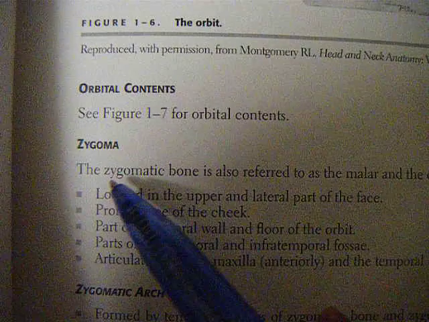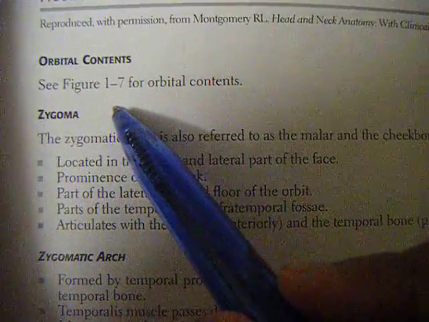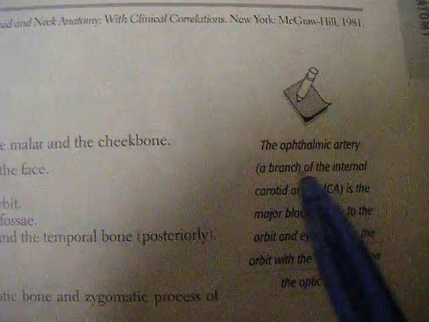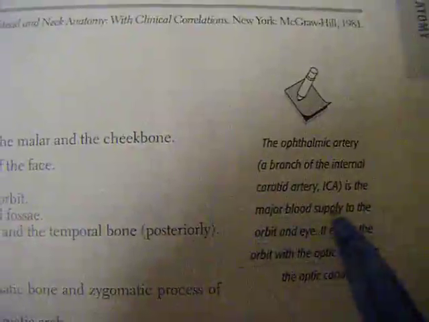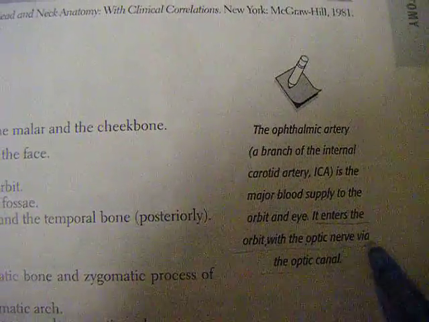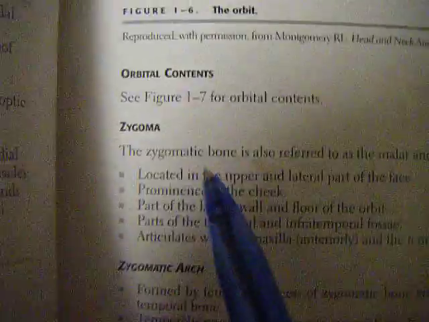The orbital contents, you can see in figures 1 to 7. This is the ophthalmic artery, which is a branch of the internal carotid artery, the major blood supply to the orbit and the eye. It enters the orbit with the optic nerve through the optic canal.